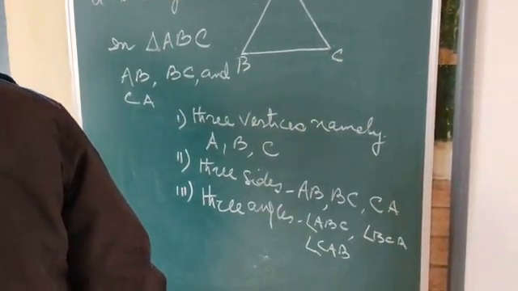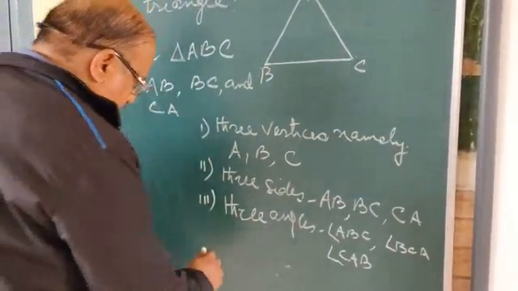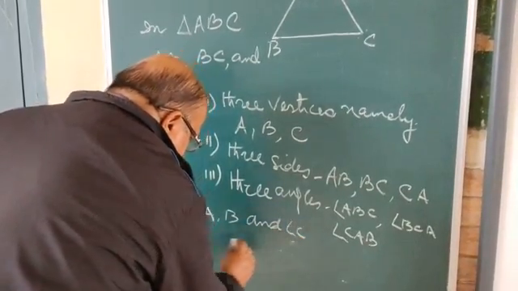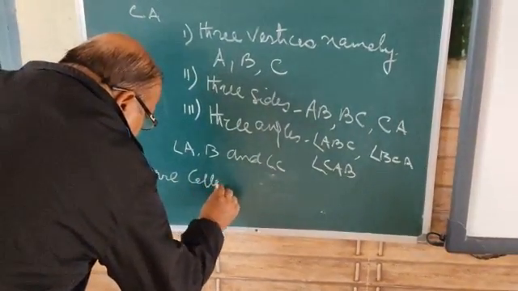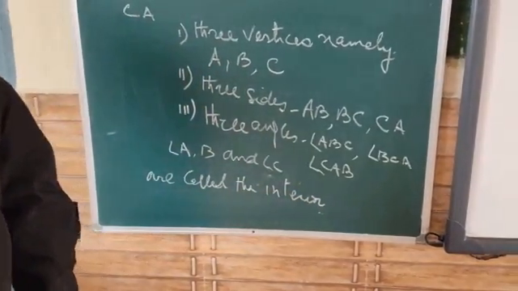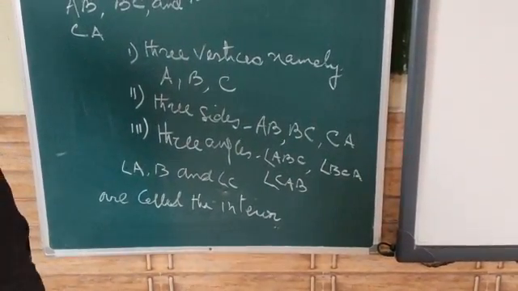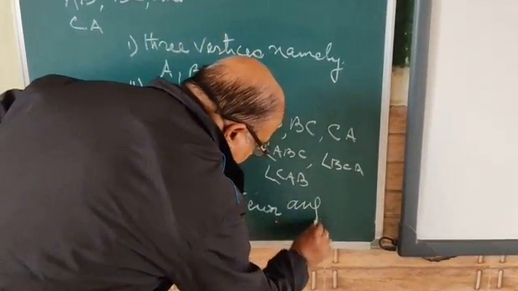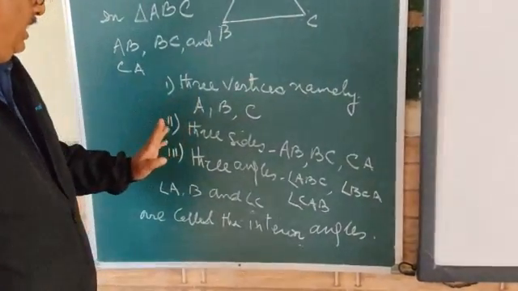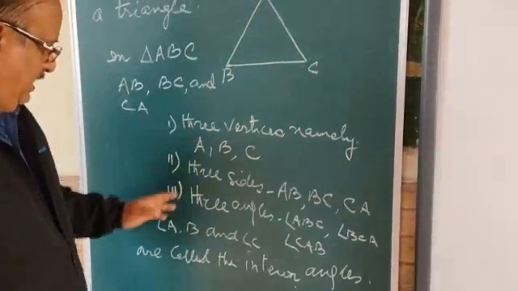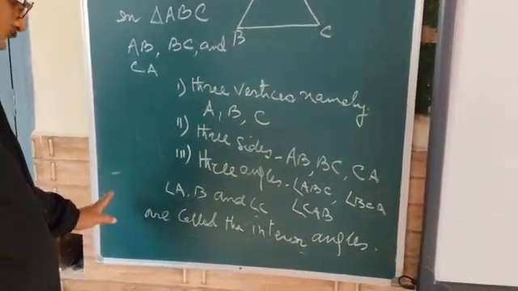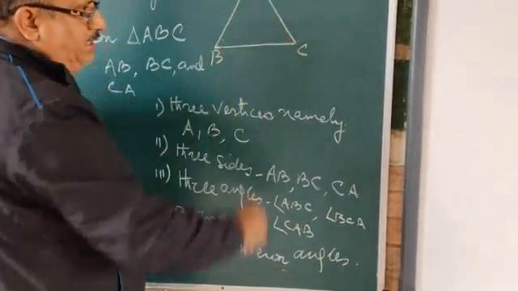So angle A, angle B and angle C are called the interior angles. Correct? So a triangle has three vertices, namely A, B and C, three sides AB, BC and CA, and three angles. Angle A, angle B and angle C are called the interior angles.